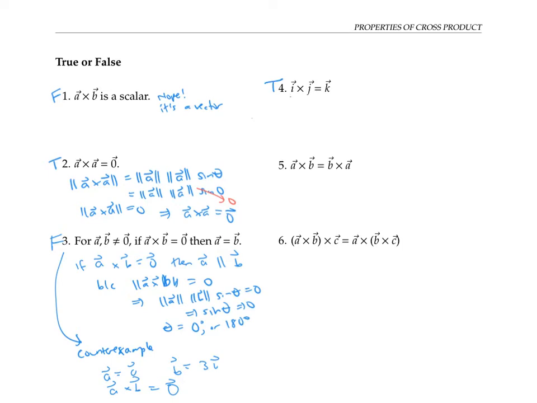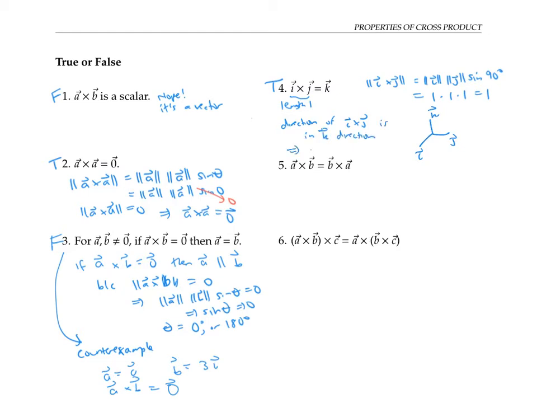We know that i cross j is a vector of length 1. That's because the length of i cross j is given by the length of i times the length of j times sine of the angle between them, which is 90 degrees. In other words, 1 times 1 times 1, or 1. We also know that the direction of i cross j is perpendicular to both i and j, and in a direction given by the right-hand rule, well, that has to be exactly in the k direction. So we have a unit vector in the k direction. This must be k.